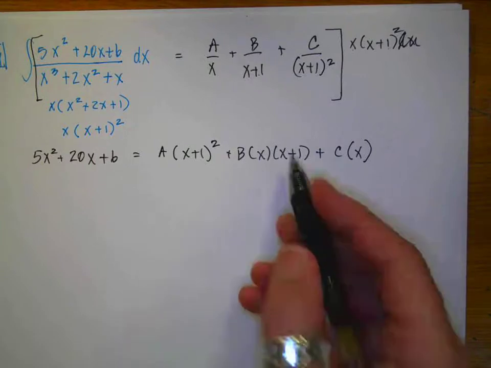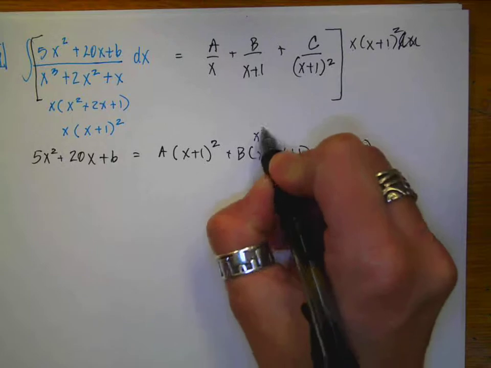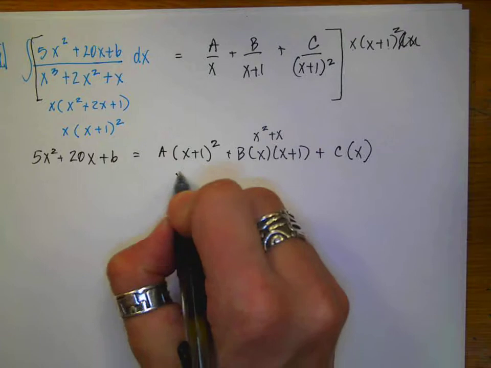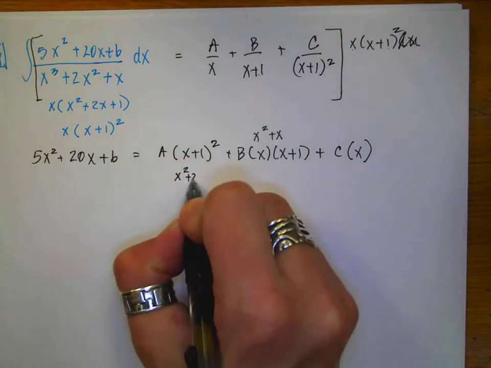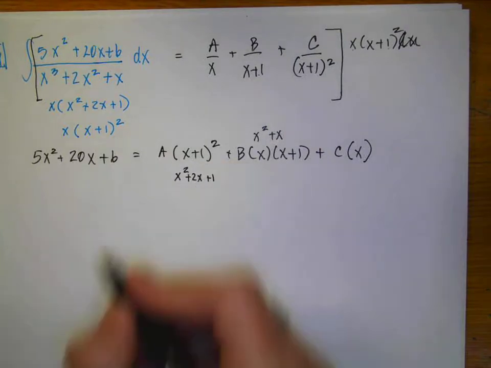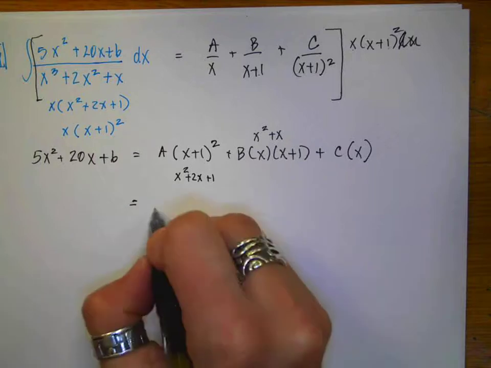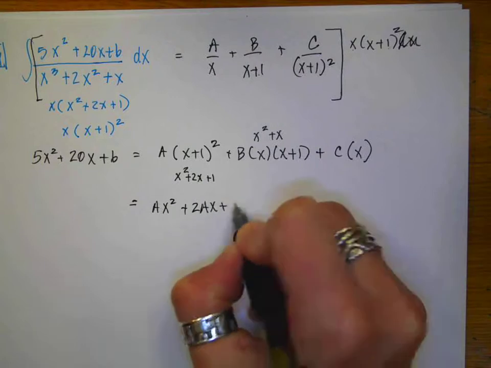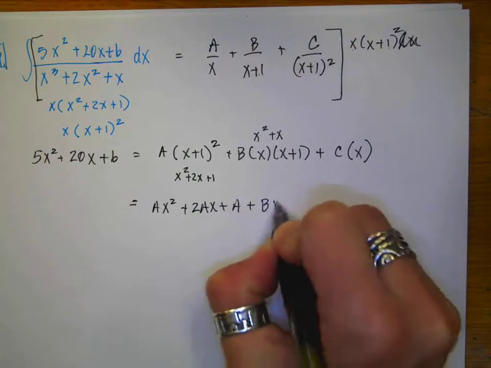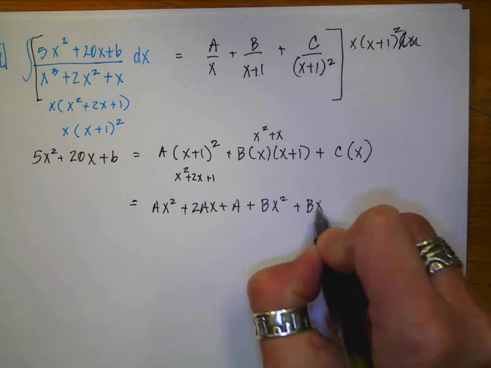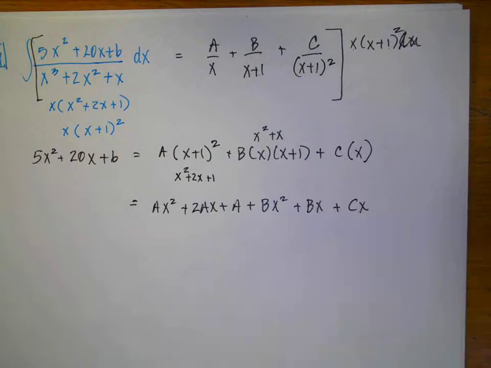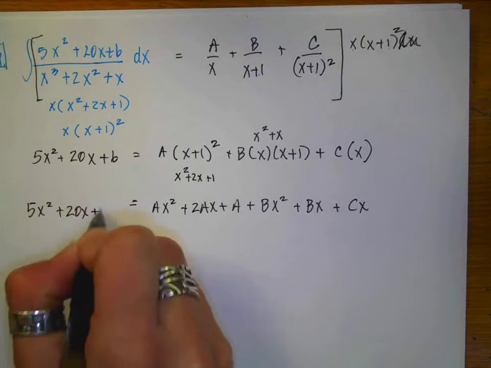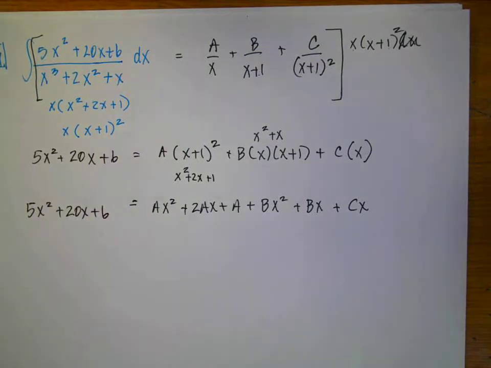So I need to distribute on this side. One of the things that I do before I start is I distribute my factors, so I'm not doing too much math on the run because I tend to make mistakes. And this would be x squared plus 2x plus 1, okay? So then if I distribute on the right-hand side, I get Ax squared plus 2Ax plus A plus Bx squared plus Bx plus Cx. And then we're going to set that equal to the left-hand side of the equation.